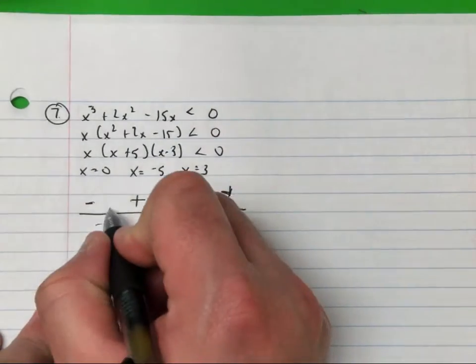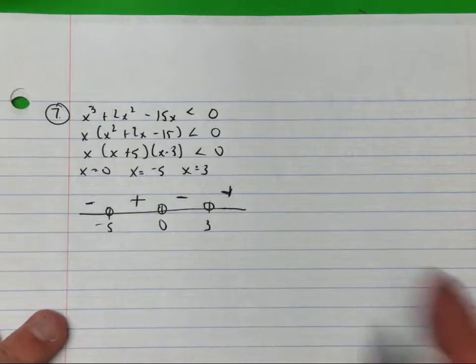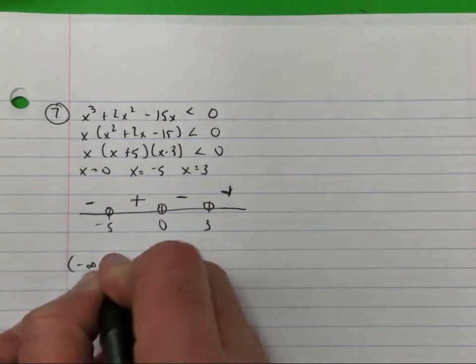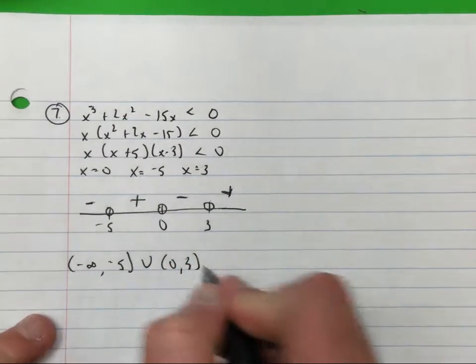These make it equal to 0, so those will all be open dots there. Now we want less than 0, so it's going to be from negative infinity to negative 5. Union, jump over this, 0 to 3.